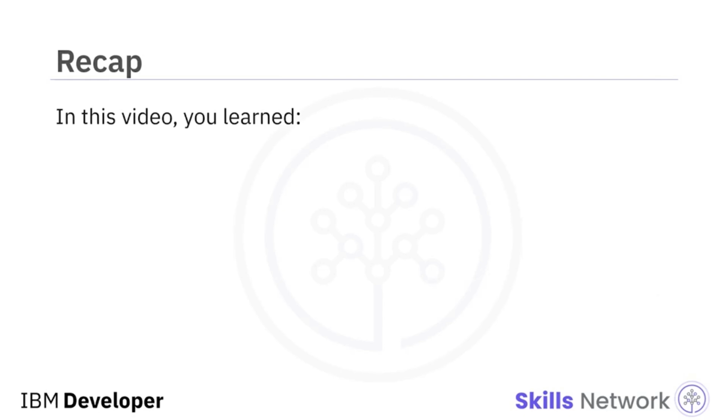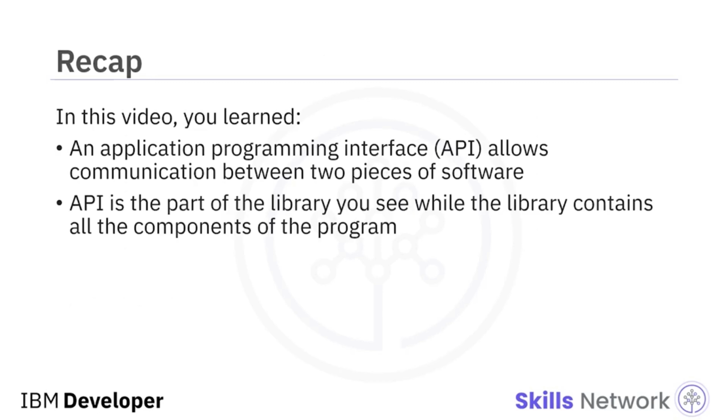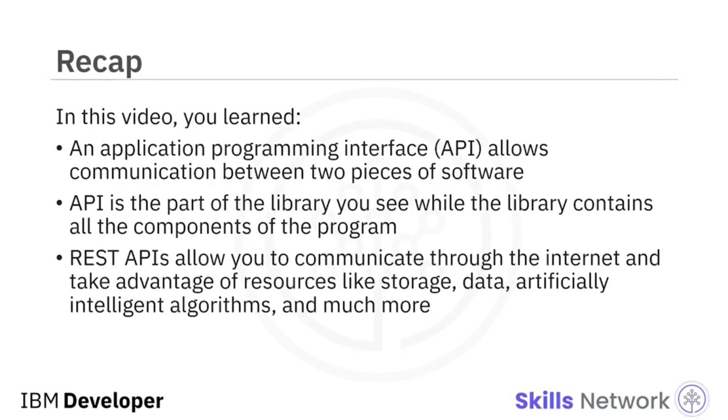In this video, you learned an application programming interface, or API, allows communication between two pieces of software. An API is the part of the library you see, while the library contains all the components of the program. And REST APIs allow you to communicate through the internet and take advantage of resources like storage, data, artificially intelligent algorithms, and much more.